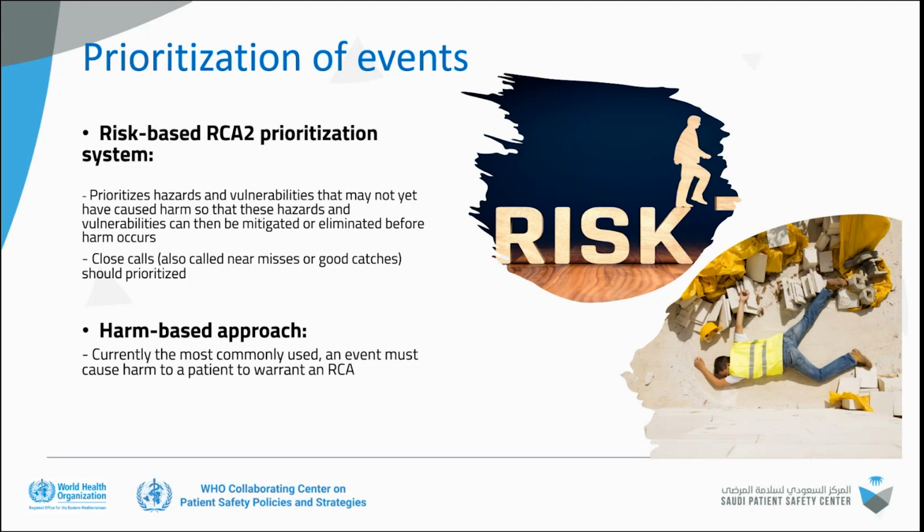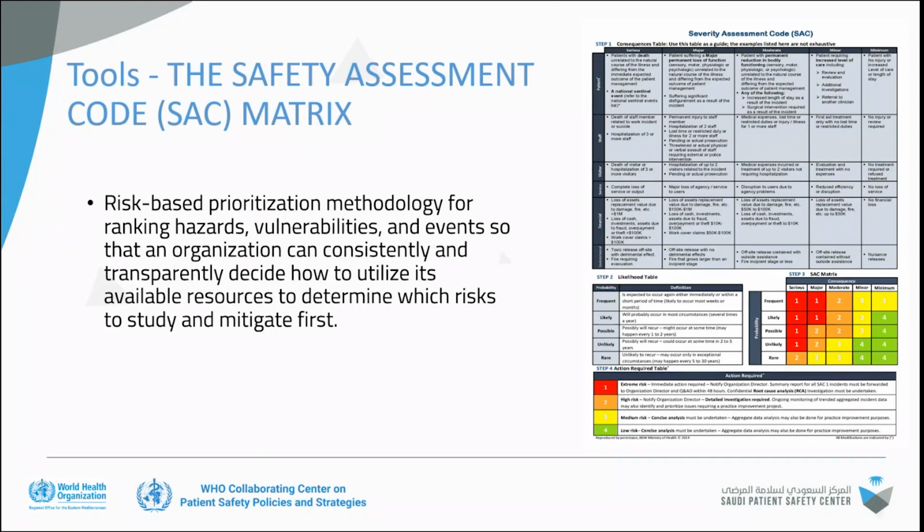The second is risk-based. It tries to prioritize the hazards that may not yet have caused harm, for example, close calls and near misses. And this is really a great practice, but it's not usually feasible. One good approach is to do a harm-based approach with a supplementary risk-based approach using a risk safety matrix, for example, the Safety Assessment Code, SAC, matrix. It's a rapid prioritization method for ranking hazards. So, for example, in your hospital, you will go for a harm-based approach, and you will use this SAC matrix to prioritize some of the very high-risk events to have an RCA for them.